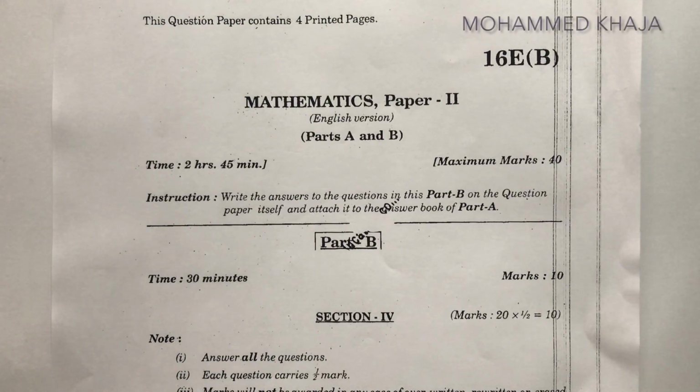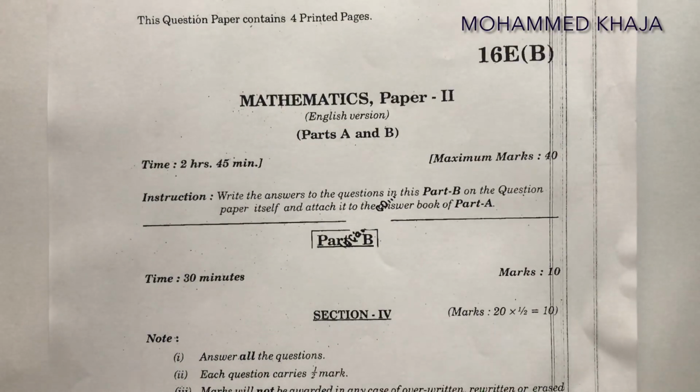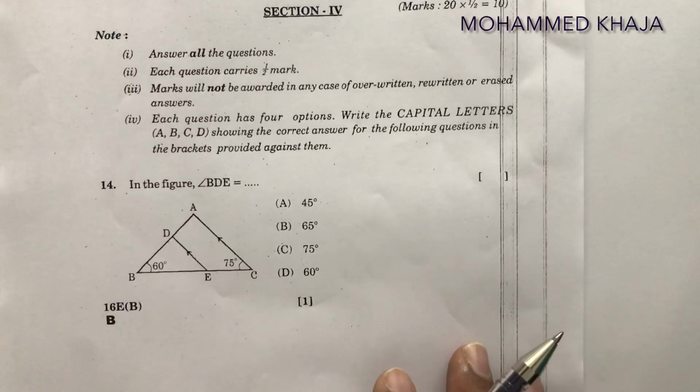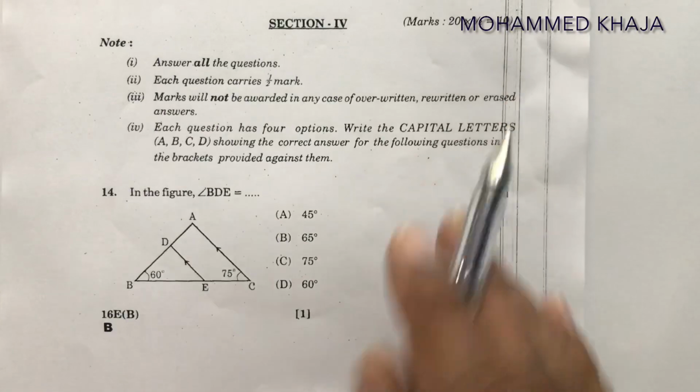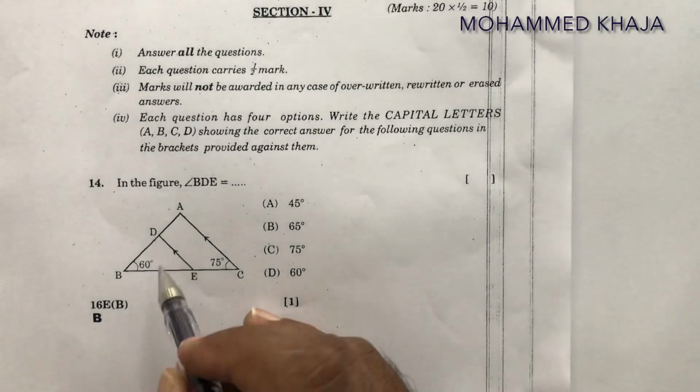Mathematics paper 2, Andhra Pradesh 2019, part B. Now I'm explaining part B. In this there are like 20 questions. Each question carries half mark. So total 10 marks. Now see the first question like here.